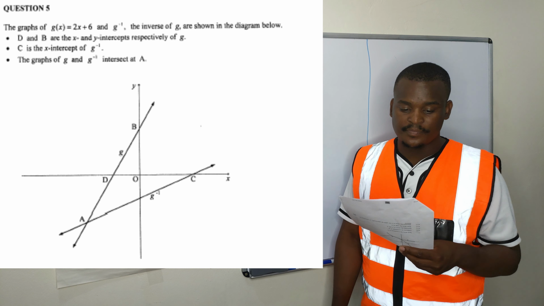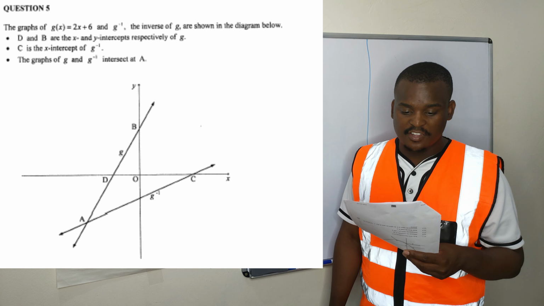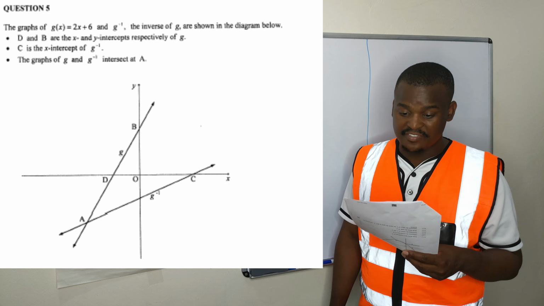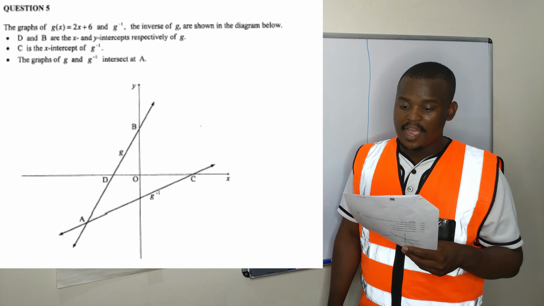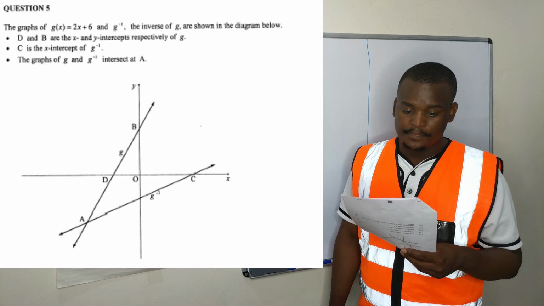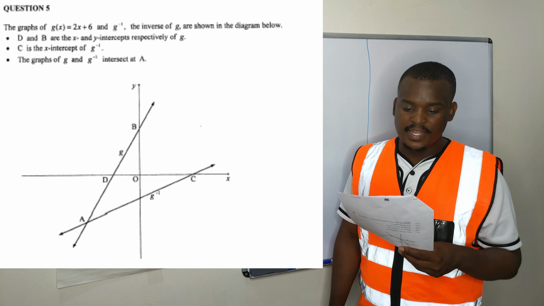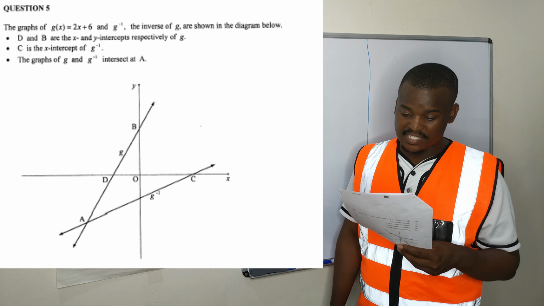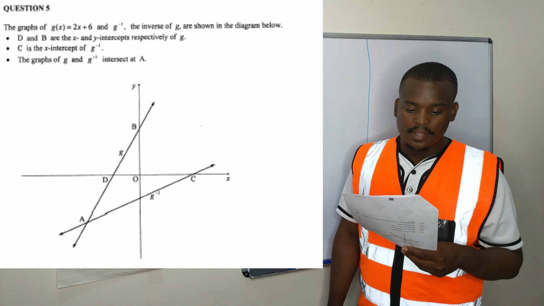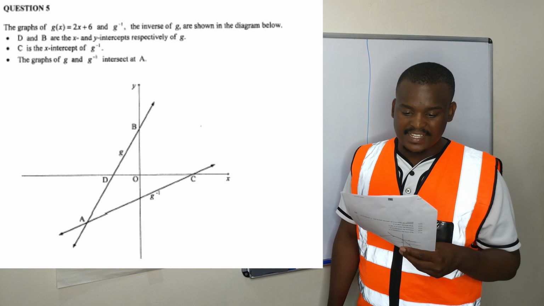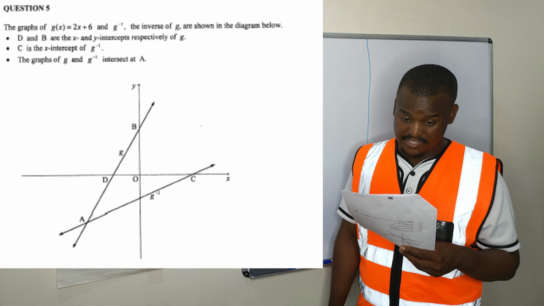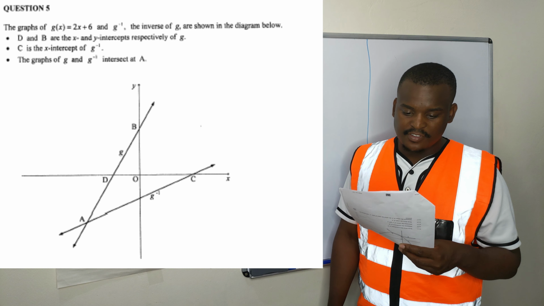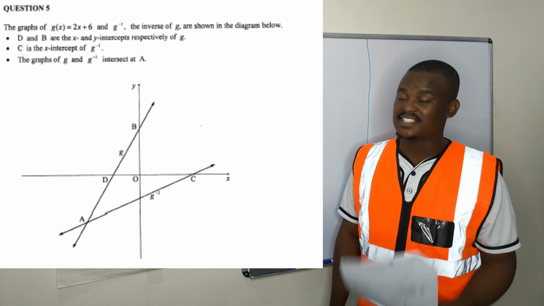Let me read this again. The graphs of g and its inverse are shown on the diagram below. And you are told the following: D and B are the x and y intercepts of g, respectively. C is the x-intercept of the inverse of g. The graphs of g and its inverse intersect at A.